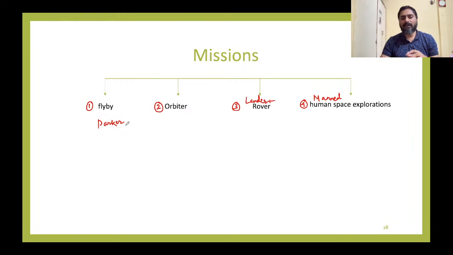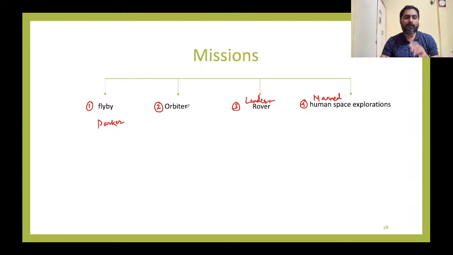Next is your orbiter type of mission. Orbiter type is a more complex type of mission. Here we are entering into the orbit of a celestial body, into the gravitational field of that particular celestial body. Most of the missions we are sending are orbiter type only. If you talk about Chandrayaan, Mangalyaan, or the Artemis mission, they will all be orbiter only. Artemis is a special mission which will be a manned mission.